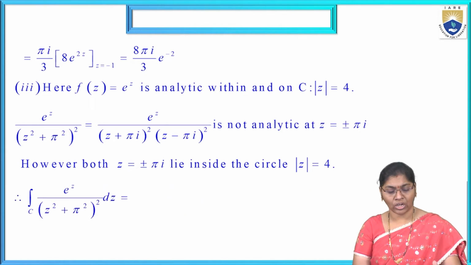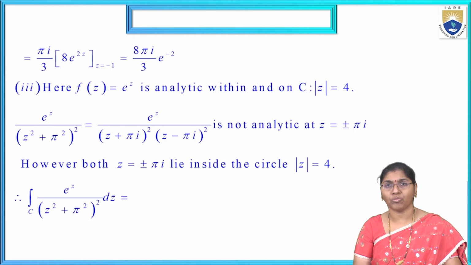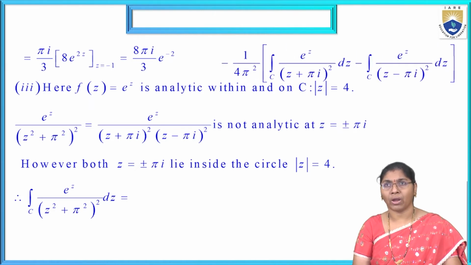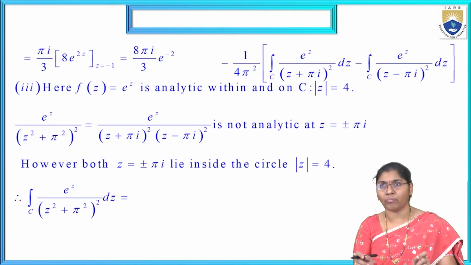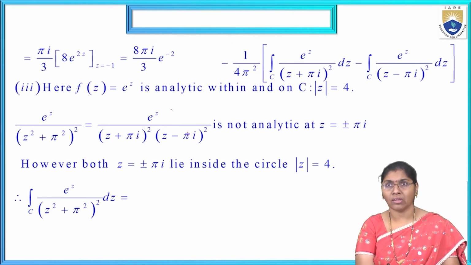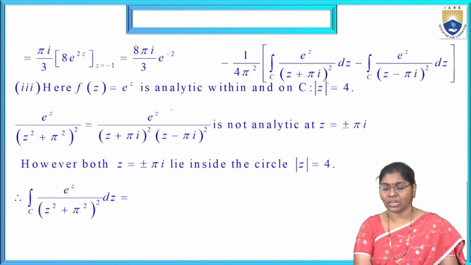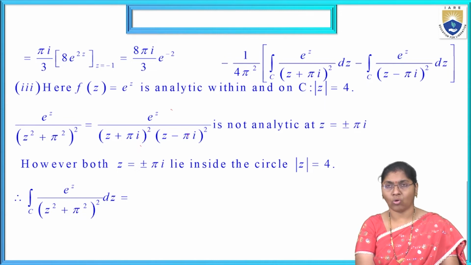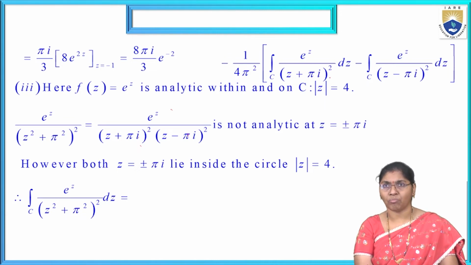Then the integral of e power z by (z square plus pi square) whole square dz is converted into minus 1 by 4 pi square into the integral over c. I am splitting into two individual parts. This is the first part and this is the second part. Now e power z by (z plus pi I) whole square dz is the first part, minus, after completion of the partial fractions, we solve like this, integral over c of e power z by (z minus pi I) whole square dz.